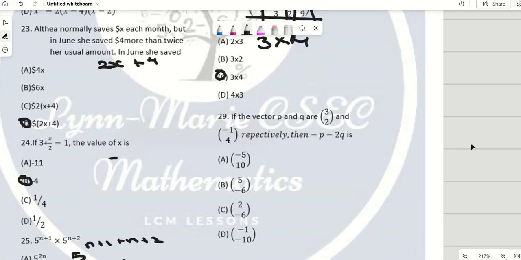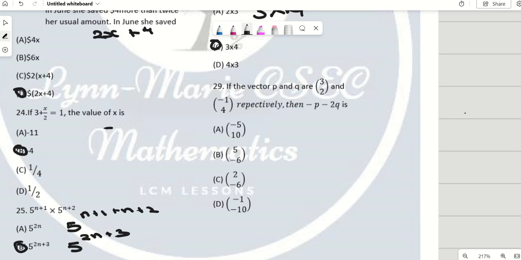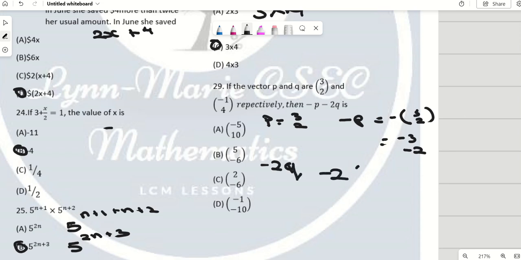Alright, let's look at number 29. If P and Q are (3, 2) and (-1, 4) respectively, what is -P - 2Q? First off, P is equal to (3, 2), so -P would be (-3, -2). And then we have -2Q, which is -2 times whatever Q is. Q is (-1, 4). So -2 times -1 is positive 2, and -2 times positive 4 is -8.